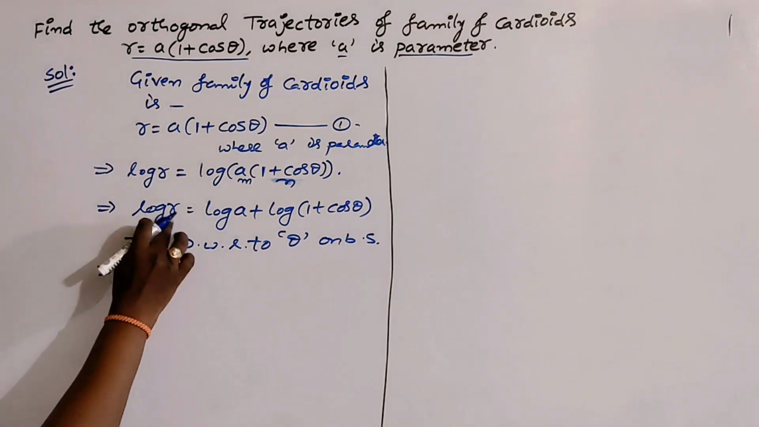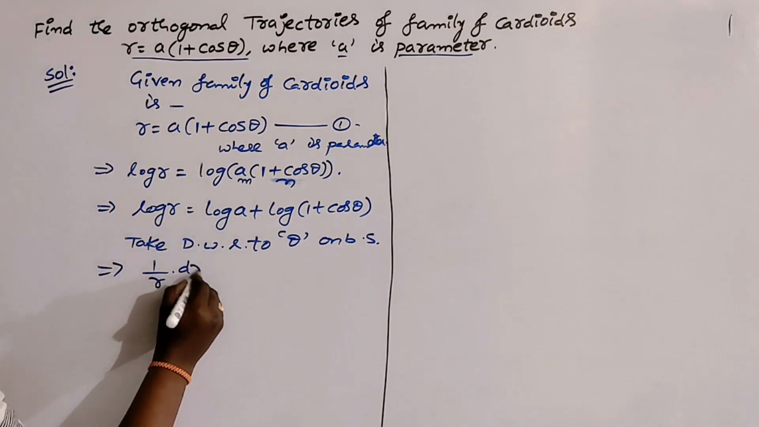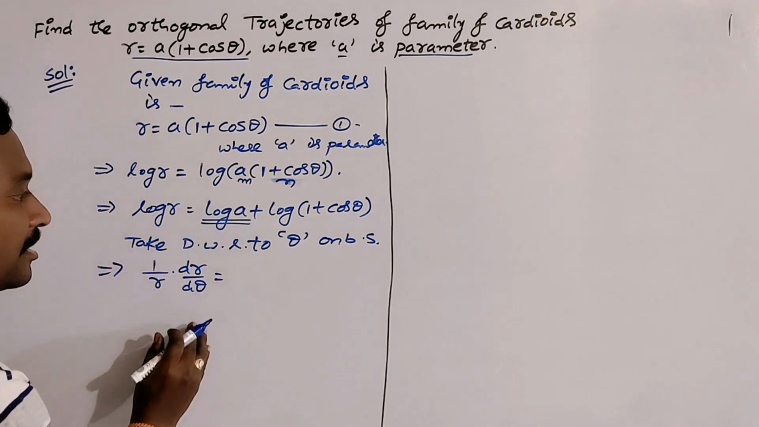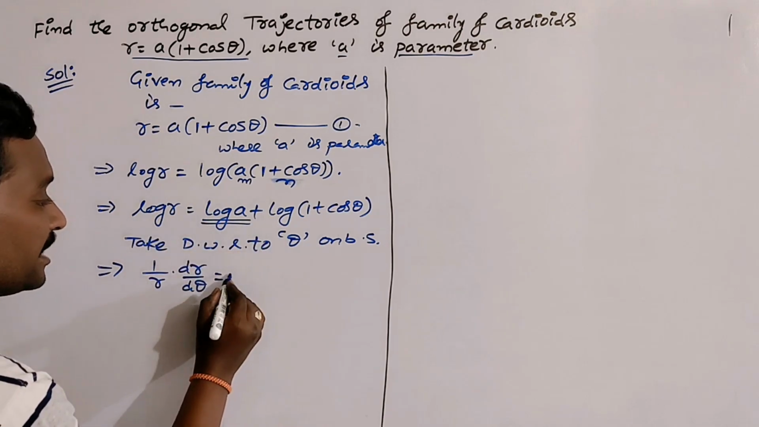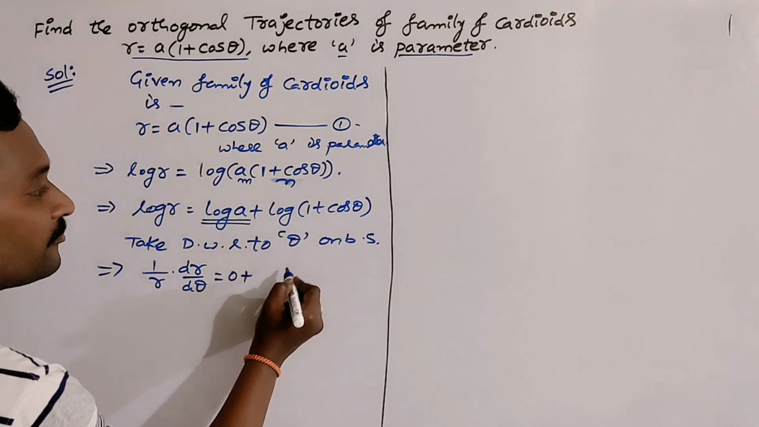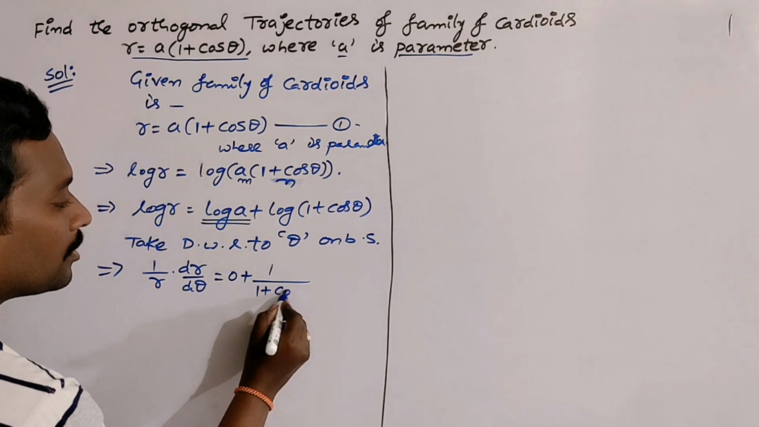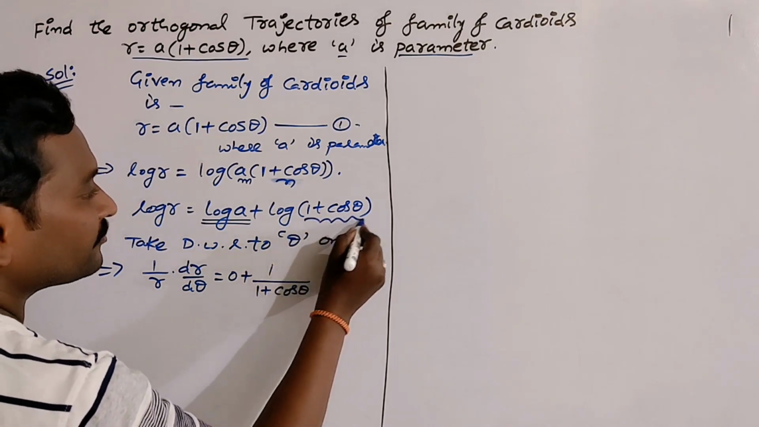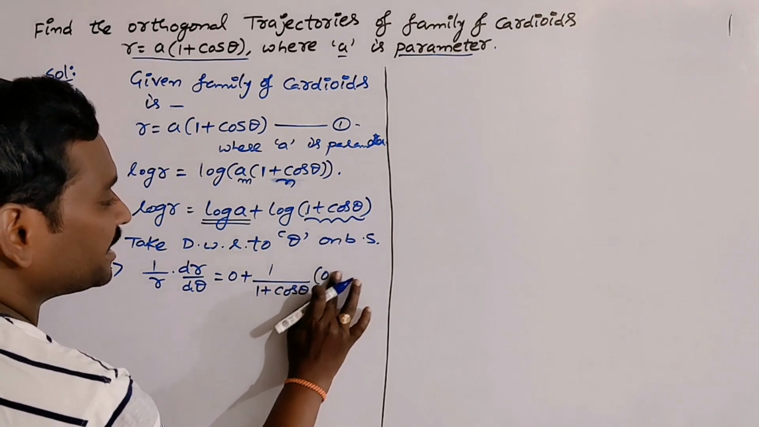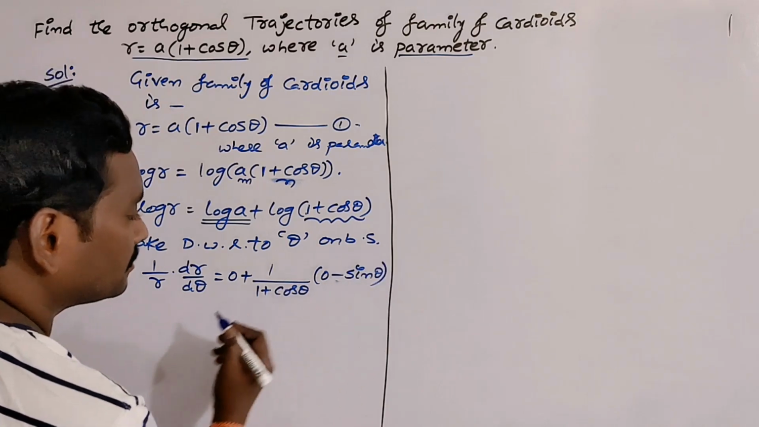So the derivative of log r is 1 by r, again the derivative of r with respect to theta is dr by d theta. Here log a is entirely constant, whose derivative with respect to theta is 0. Here it is in the form of log of something; the derivative of log of that with respect to theta is 1 by that. So you will get 1 by 1 plus cos theta, again take the internal derivative: the derivative of 1 is 0 and the derivative of cos theta is minus sin theta. That's why plus into minus sin theta.